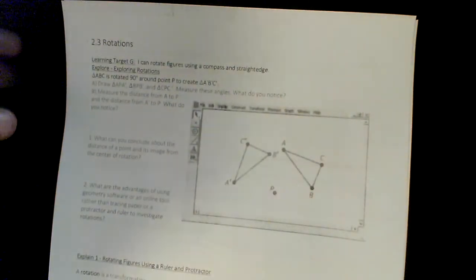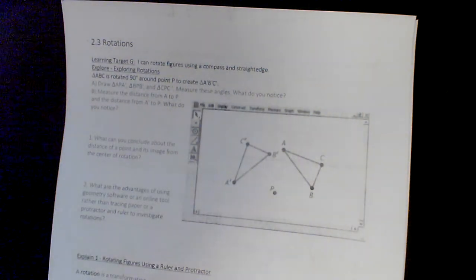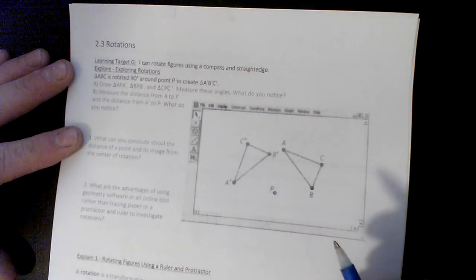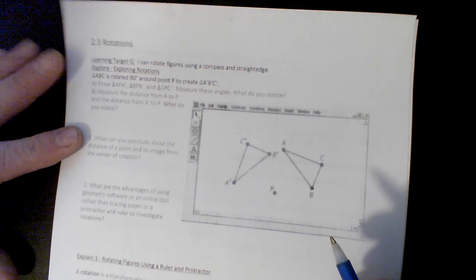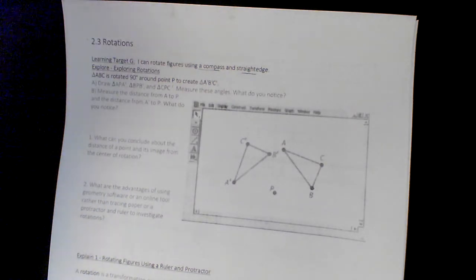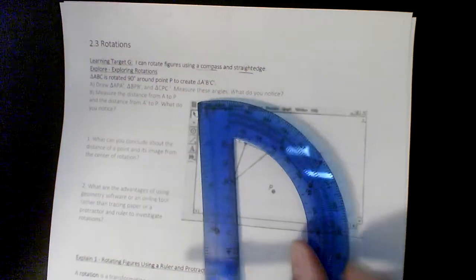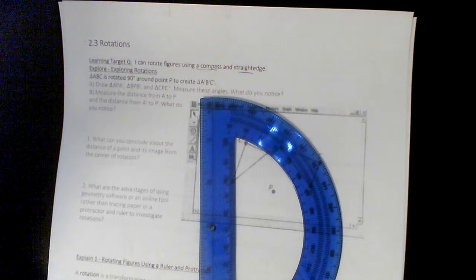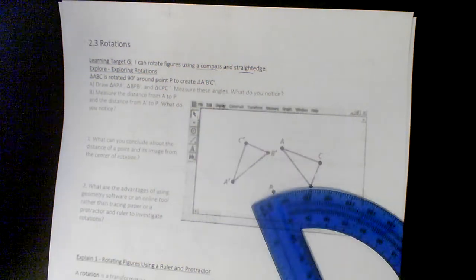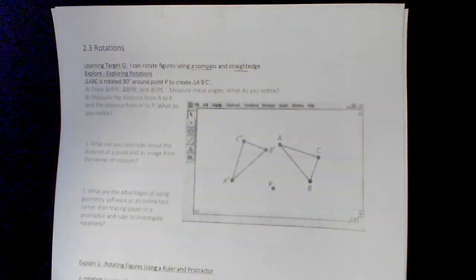Alright, you guys, these first two pages are literally the hardest of this packet. The rest get kind of easy, but it's an exploration around rotations. It says we're going to learn how to rotate figures using a compass and a straight edge. I am probably going to use a protractor to do this, and then a straight edge, obviously, with that.